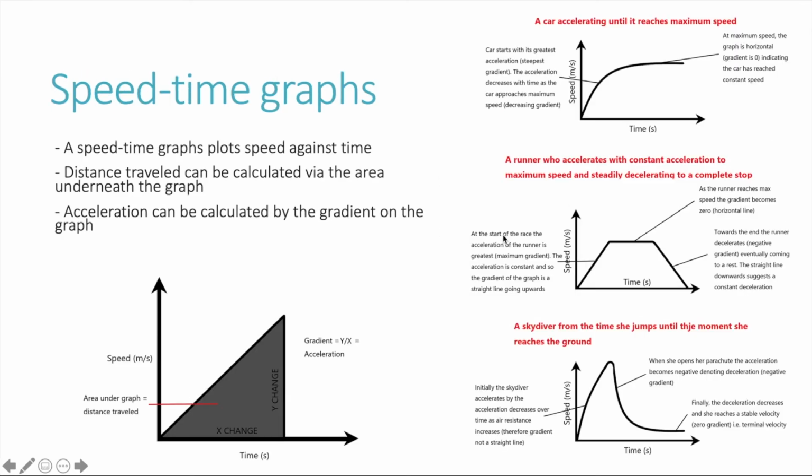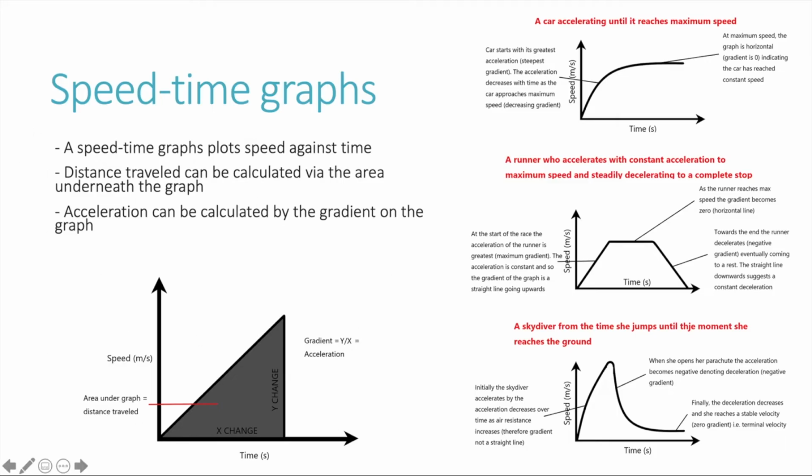Okay? The other graph that we need to look at is the speed time graph. A speed time graph pretty much plots the speed on the y-axis and the time on the x-axis. So here, there's various things that you can take note of. Now, if you have a speed and time graph, you can actually calculate the distance that is traveled in a particular region by calculating the area underneath the graph.